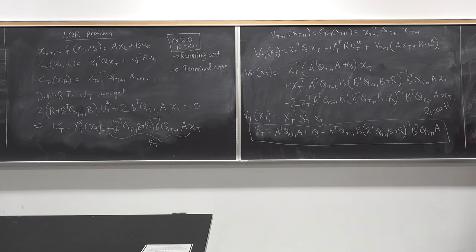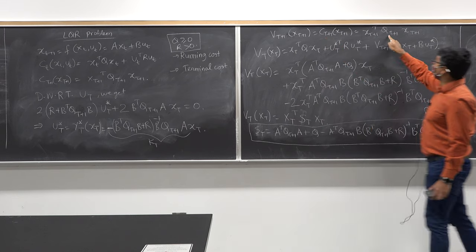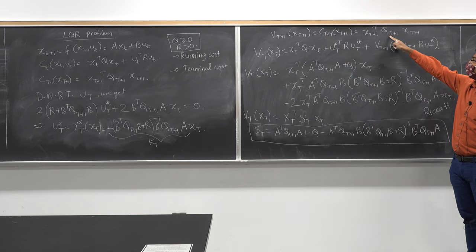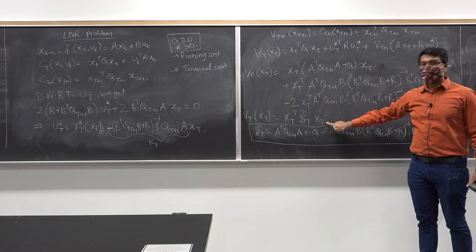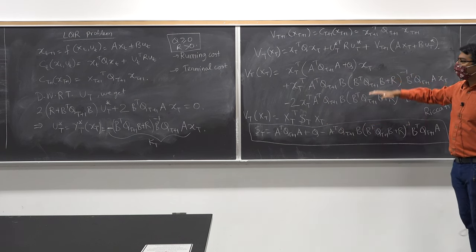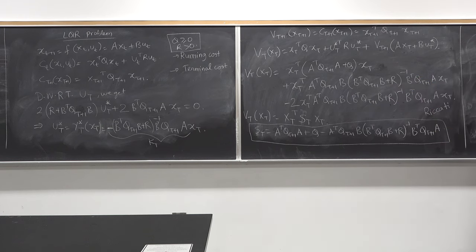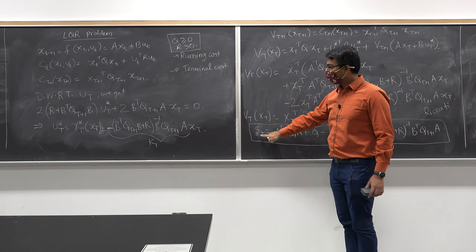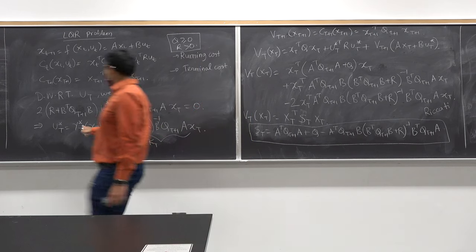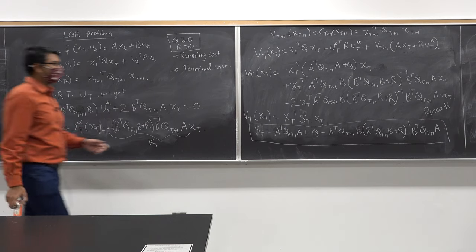What we also notice here is my terminal cost V_{T+1} was a quadratic function of x_{T+1}. My V_T is also a quadratic function of x_T. So I can essentially go through the same set of expressions and compute the expression for S_t and then gamma star of t. Because it's the same expression, just the numbers have changed.